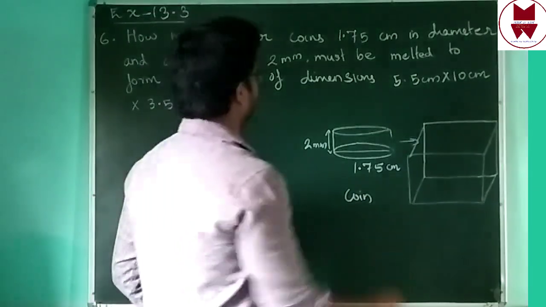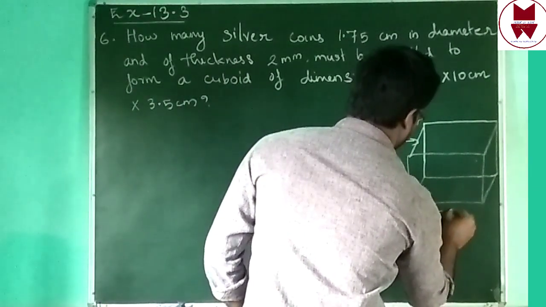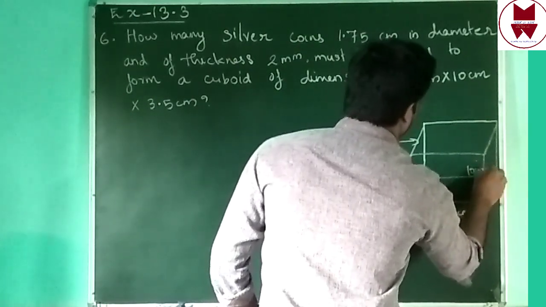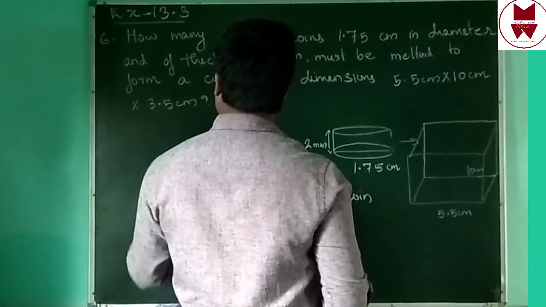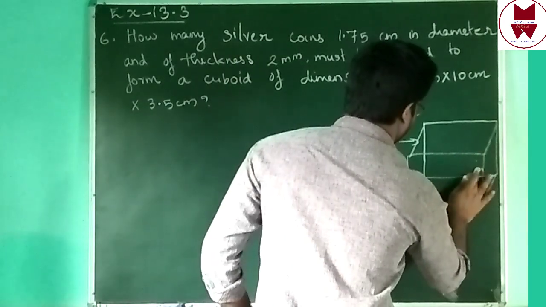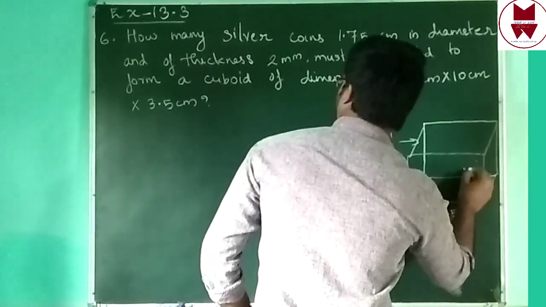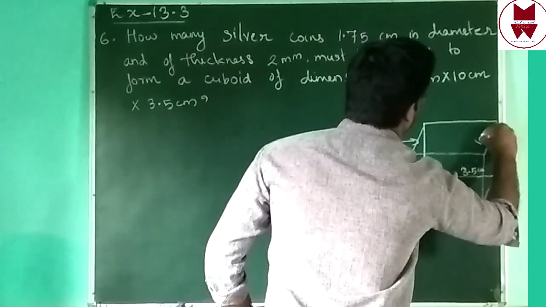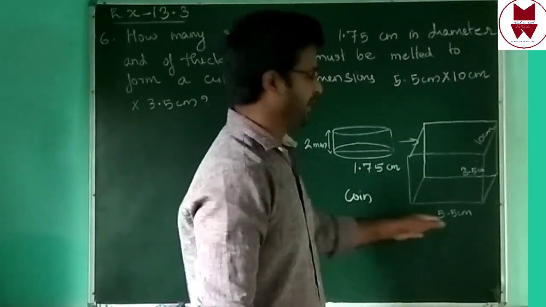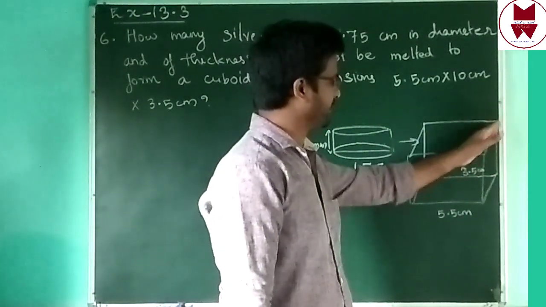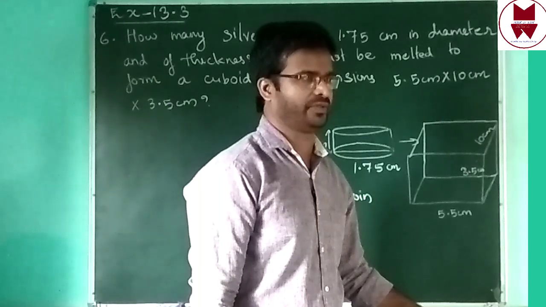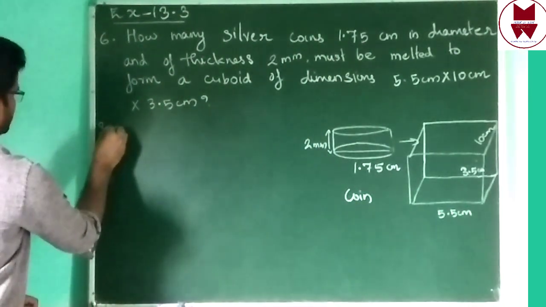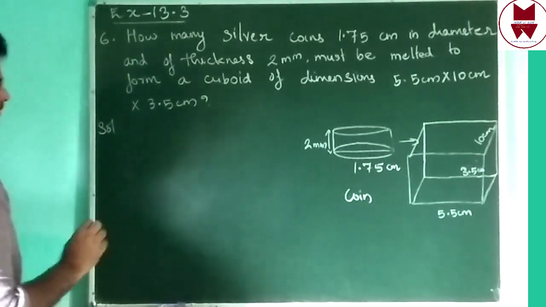Then the dimensions are given: 5.5 centimeter, then 10 centimeter, and 3.5 centimeter. You can write anything; I am writing width and height. Length 5.5 centimeter, then width 10 centimeter, then height is 3.5 centimeter. What are the things given here?